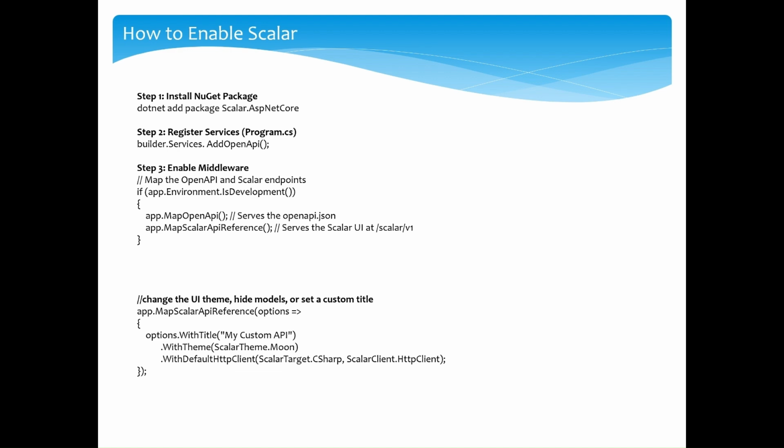Inside our development environment check, we map two things. One is MapOpenApi. This shows the actual raw openapi.json file. The second one is MapScalarApiReference. This shows the beautiful Scalar UI, typically accessible at the endpoint /scalar/v1. Also, with Scalar, you are not locked into the default look. You can easily pass in options to change the UI theme, hide models, and set a custom title. For example, using the lambda options, we can use WithTitle to set the title and change the visual style using WithTheme.